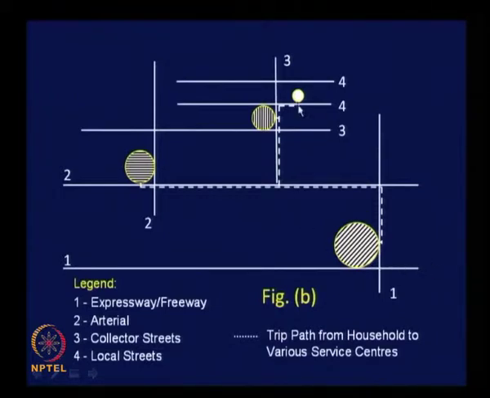If you look at the trip path from household to various centers, the trip path first goes to the community center and then to the district center, because one has to go through the community center to reach the other hierarchical levels. After crossing the community center, there is a possibility of bifurcation. One need not go through the district center to reach the regional center, there is a direct route. Okay. That way this will be a little better than the previous case, right.